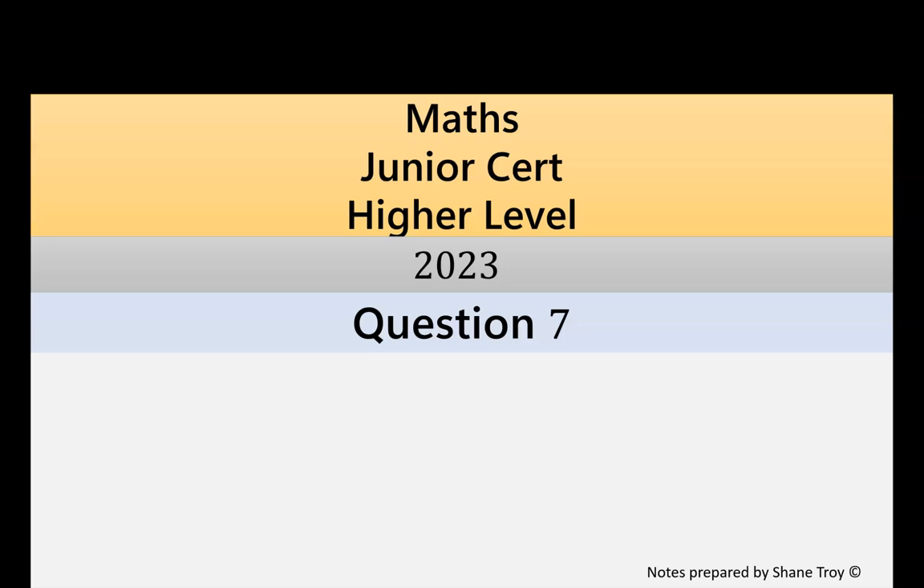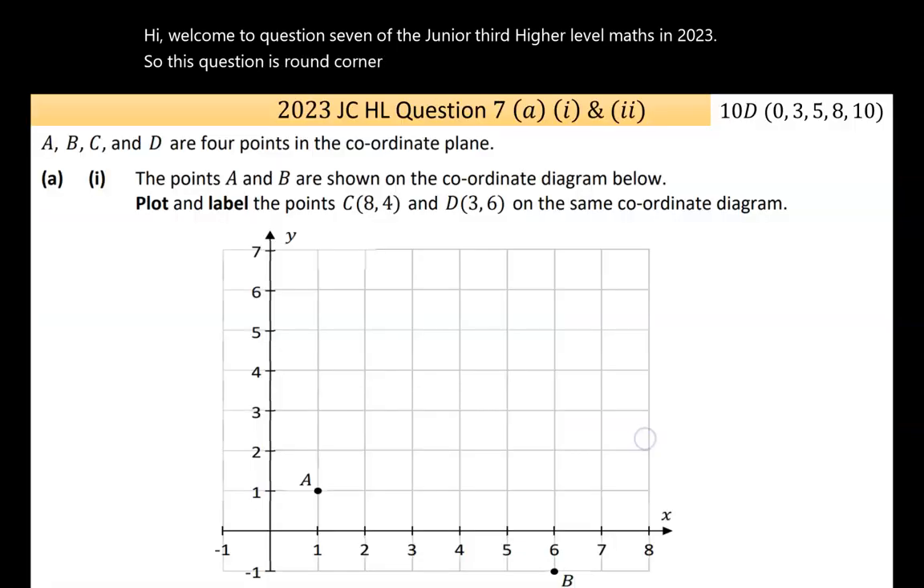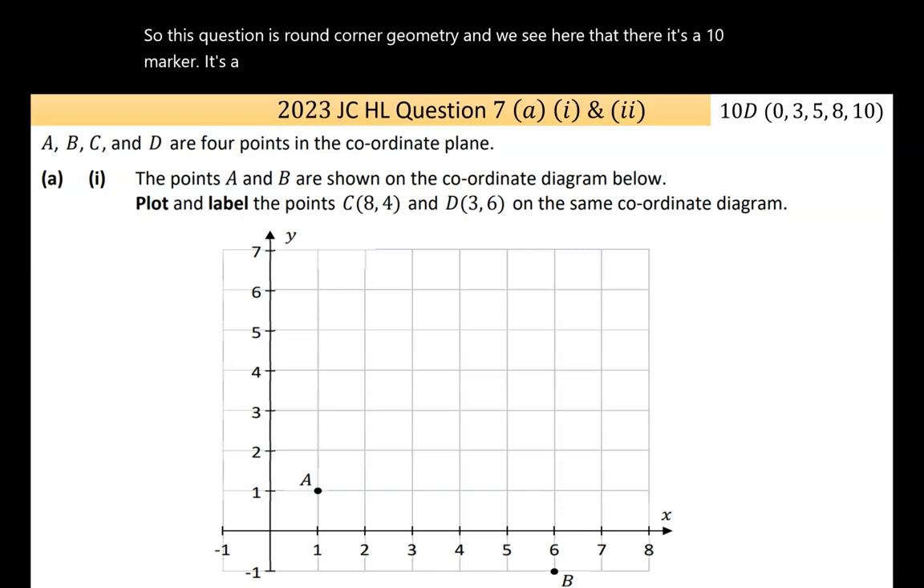Hi, welcome to question 7 of the Junior Cert Higher Level Maths in 2023. So this question is around coordinate geometry, and we see here that it's a 10 marker. It's a fair chunk of marks, and I like personally coordinate geometry. It's predictable in a way.